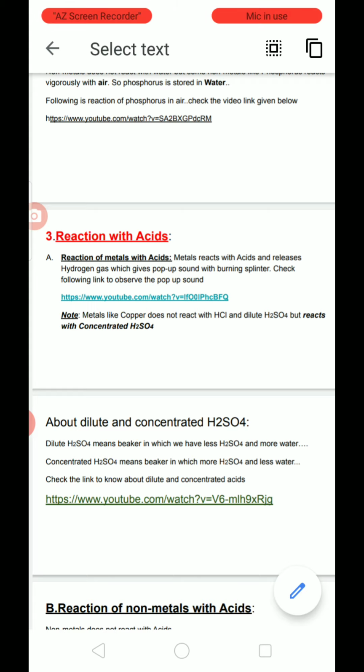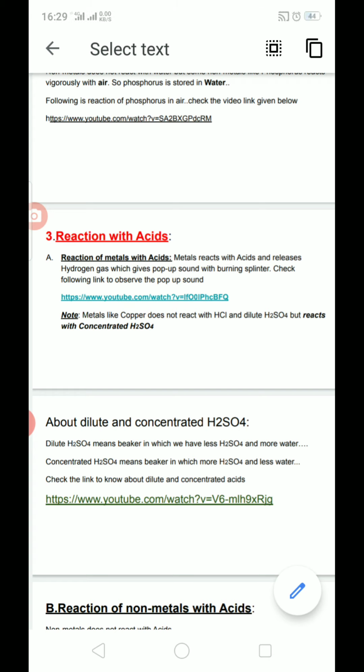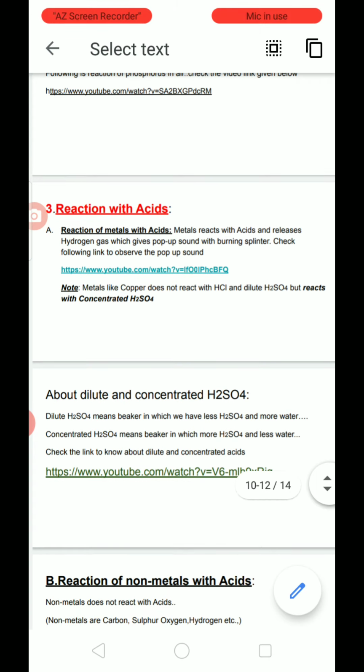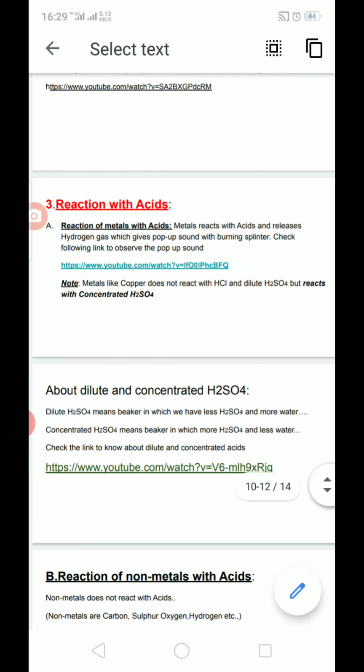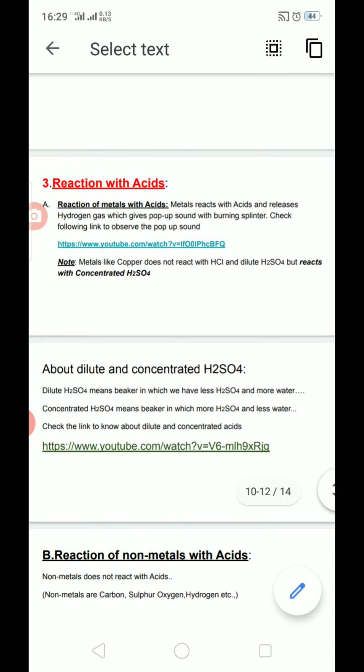It makes a pop sound. When hydrogen gas is brought near that burning splinter, it makes a pop sound and hydrogen gas acts as a fire extinguisher. It stops that fire. You can see in the given link clearly how this pop sound will come. Okay.